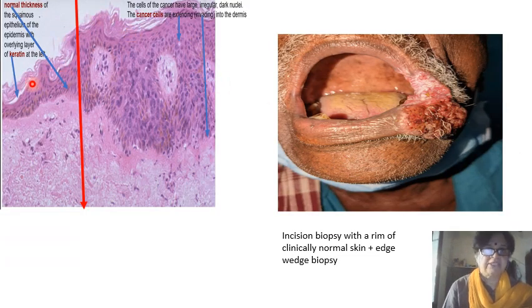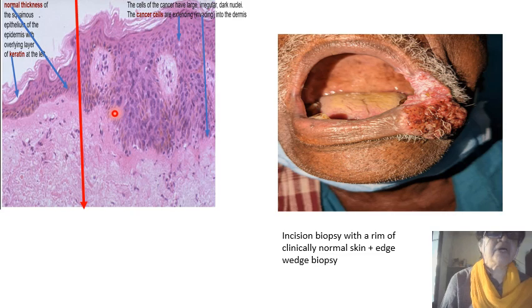So this is your normal skin and this is your cancerous skin. Now, if you have a bit of normal skin, it is easy for the pathologist to compare side by side and decide that the squamous cells have gone below into the dermis. Whereas here it is difficult; if you take only this, it is difficult for them to compare. So always take an edge wedge biopsy. I will show you how exactly to take an edge wedge biopsy.